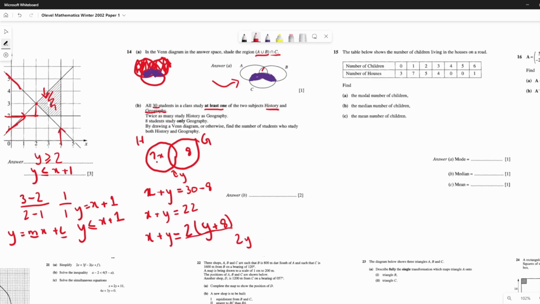So 2Y plus 16, and we know that this part is equal to 22, so we can simply do this is equal to 22. Now we subtract 16 from both sides, so this would leave 2Y is equal to 6, which means Y is equal to 3. So there are 3 students who study both history and geography.